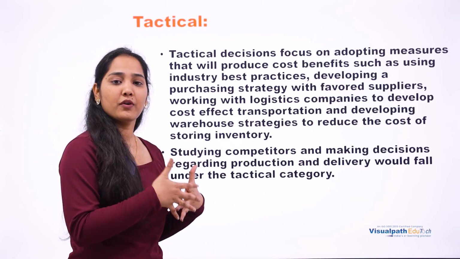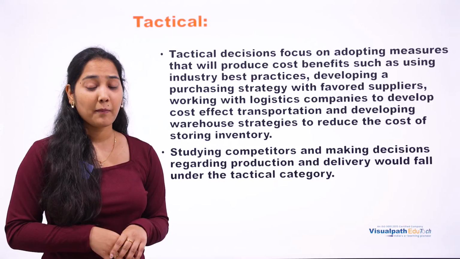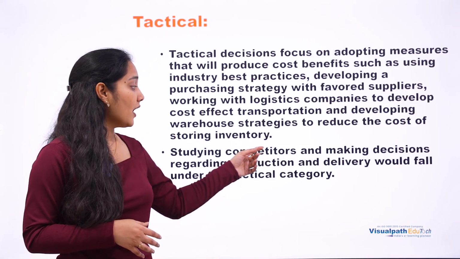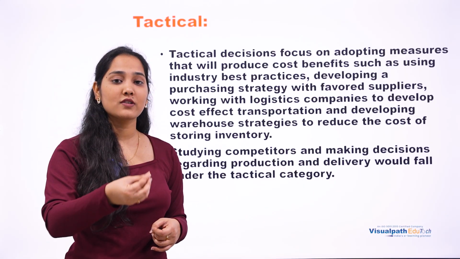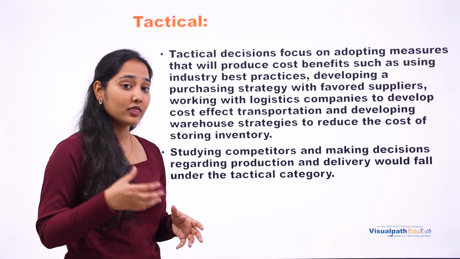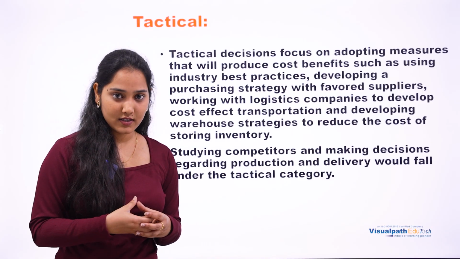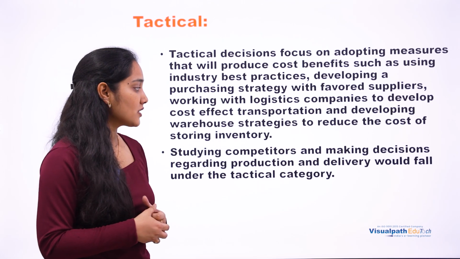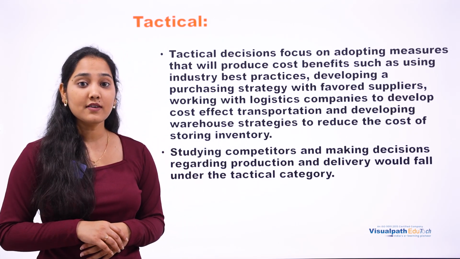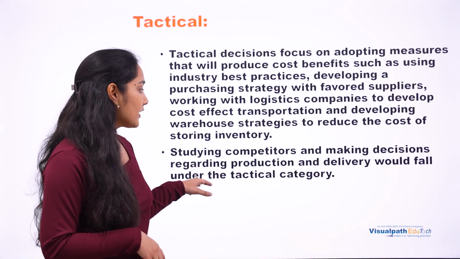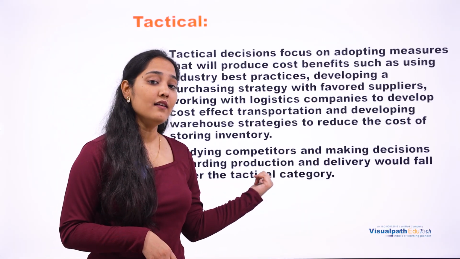We are producing a product, we understood the need of the market, and we are also selling the product, but we also need to have an eye on our competitors: what they are trying to bring in, what kind of upgradations they are doing, and how that is impacting our particular product. We need to understand that, and also make certain changes and upgradations in our own product depending upon competitors' strategies. Decision making regarding production and delivery would fall under the tactical category.